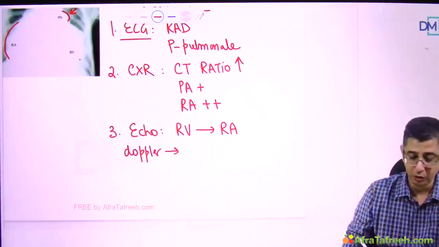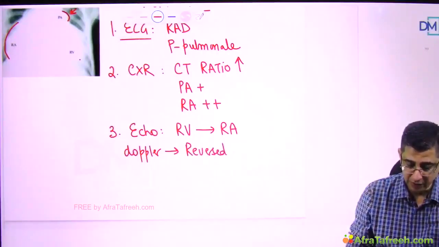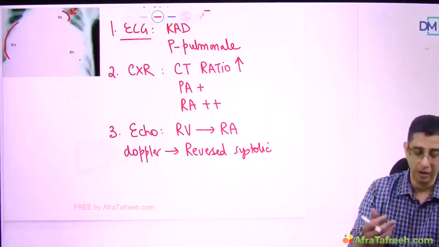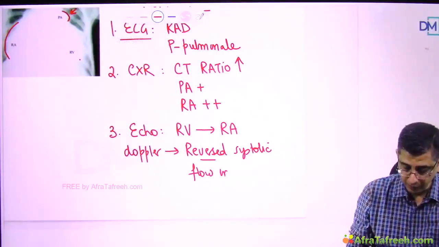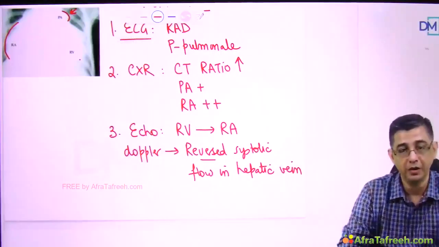Simultaneously in these patients, you would also be able to notice a very interesting finding, which is the reversed systolic flow in the hepatic vein. Traditionally, the blood of the liver should flow towards the heart, but here I've written a reversed systolic flow in the hepatic vein, which is a good pointer if given in the MCQ towards presence of tricuspid regurgitation in a patient.